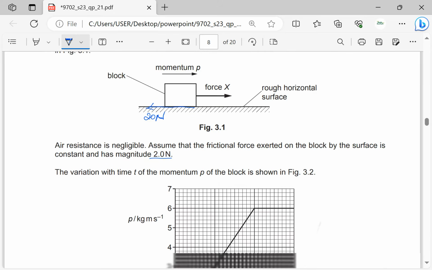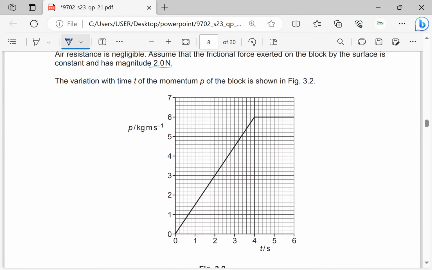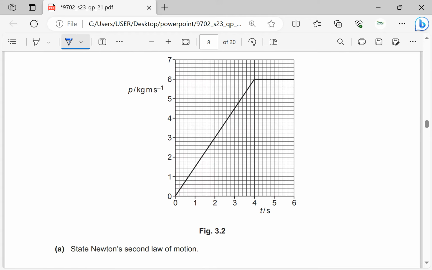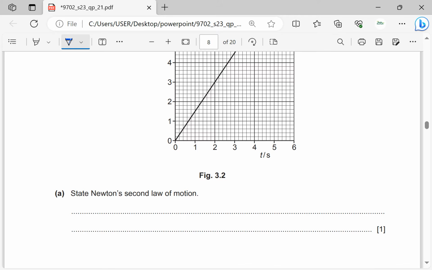The variation with the time t of the momentum p of the block is shown. So this is momentum against time. State Newton's second law of motion. Of course, remember Newton's second law is force is equal to ma. So that is the rate of change of momentum. The resultant force is directly proportional to the rate of change of momentum.